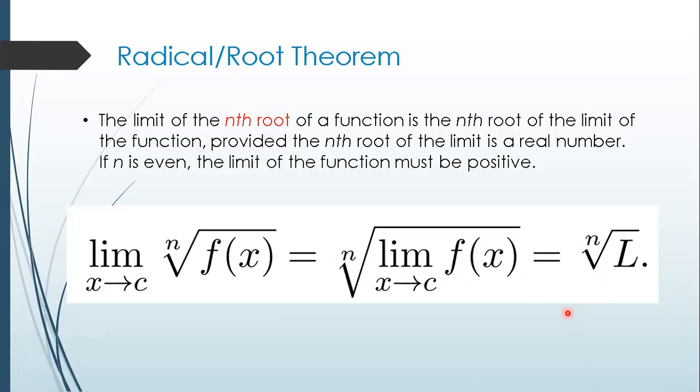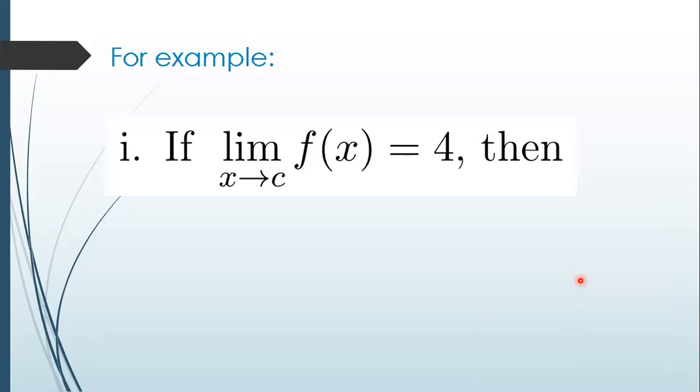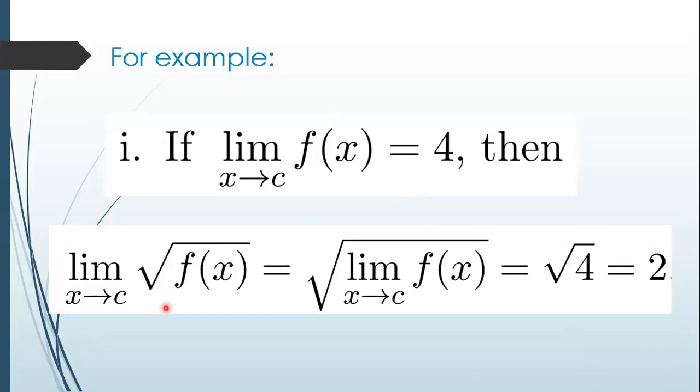So it's really nice. I really love the radical theorem because it's very amazing how you apply the radical expression, right? The rules of how we manipulate the operations of a given radical function. For example, if the limit of f of x as x approaches c is equal to 4, then the limit of the square root of f of x as x approaches c is equal to the square root of the limit of f of x as x approaches c, and that's equal to the square root of 4, which is 2.